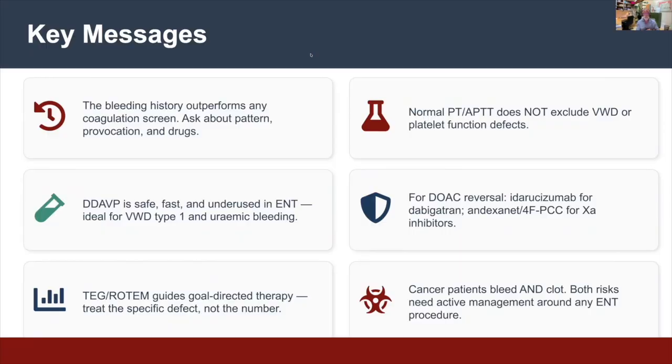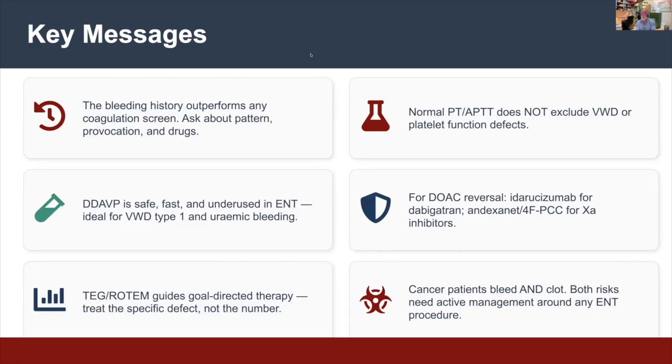So the key messages for ENT and hematology: the bleeding history is really important. You do want to know what they've had done in the past and whether they bled or not. Ask about the pattern, the provocation, the drugs, the family history, of course, as well. DDAVP, desmopressin, is safe, it's fast, and it's underused in ear, nose, and throat surgery. It's ideal for von Willebrand type 1 and uremic bleeding.